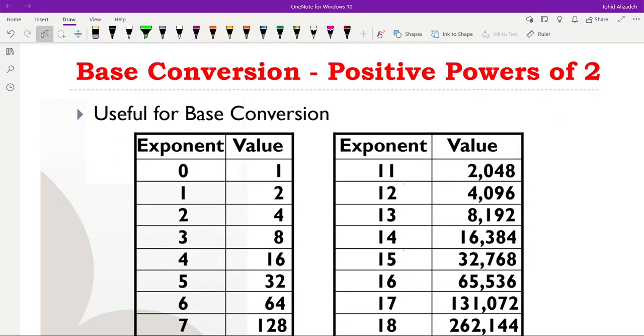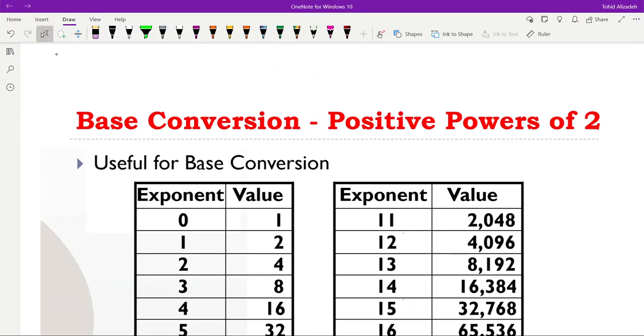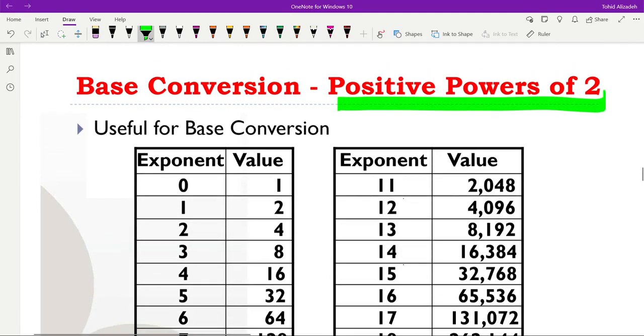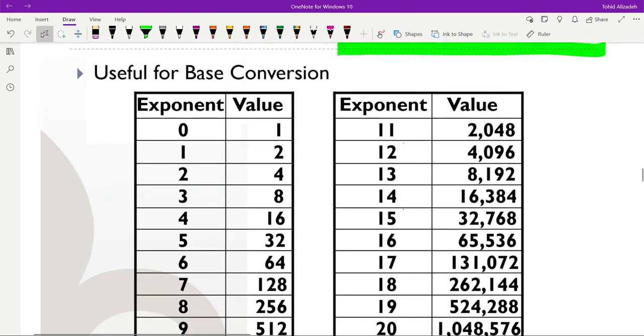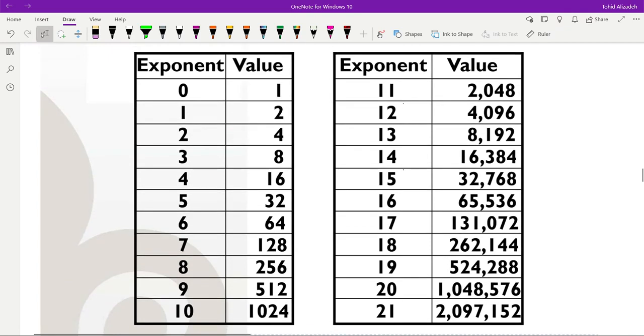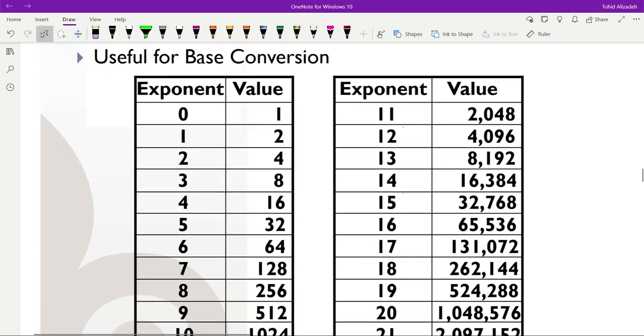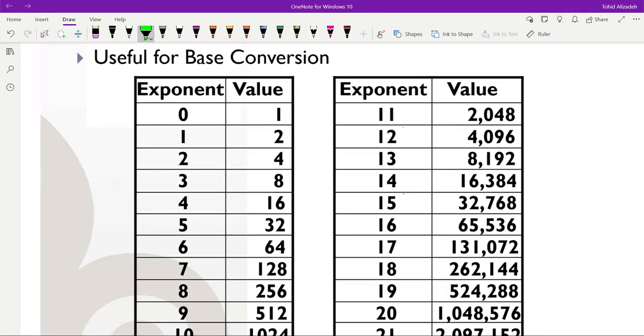Alright, so here for the base conversion, you can see the positive powers of 2. Just to make it easier for you to do the conversion, if the exponent is equal to I, here we have I, and here we have 2 to the power of I expressed in decimal form. So 2 to the power of 0 will be equal to 1, 2 to the power of 1 will be equal to 2, and so on and so forth.